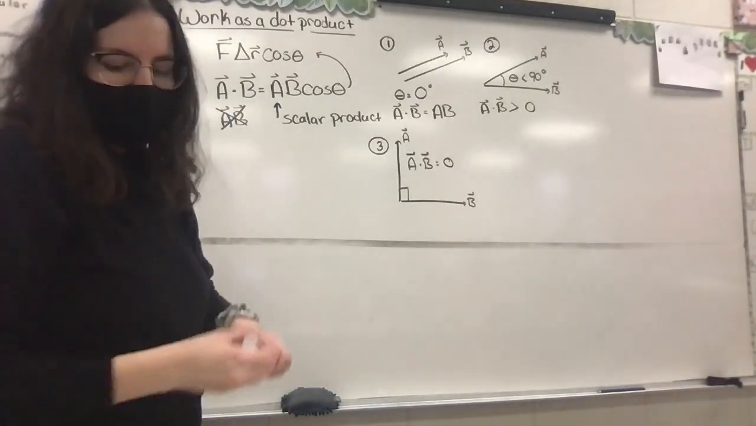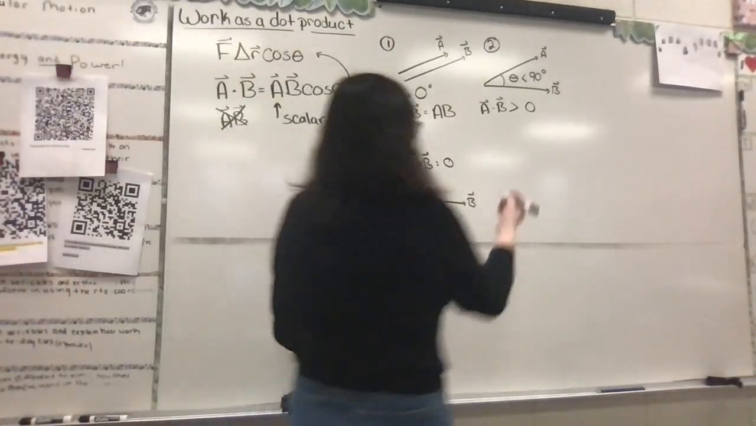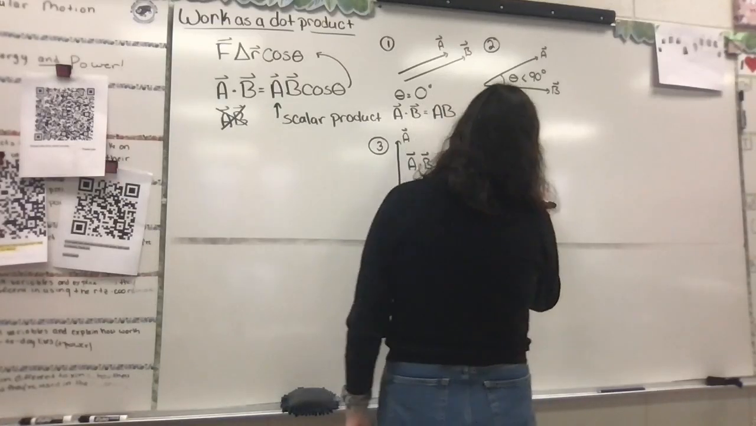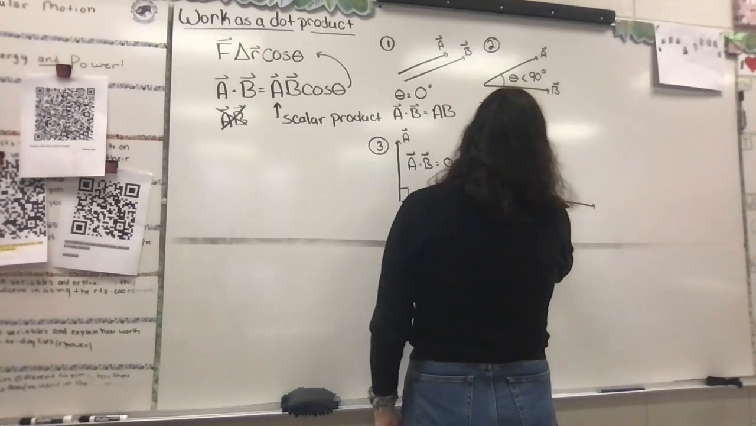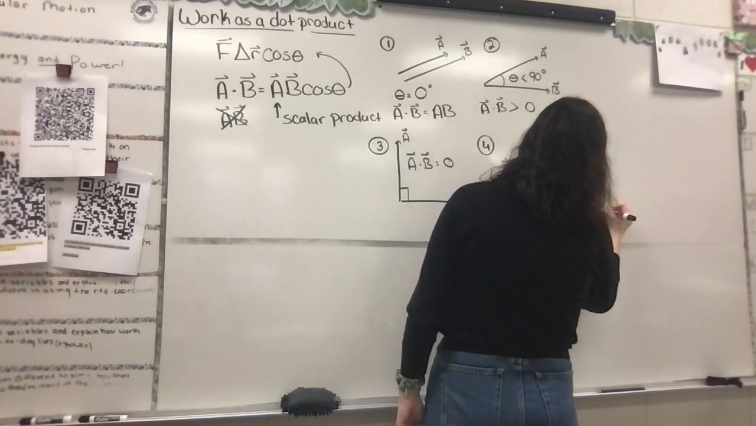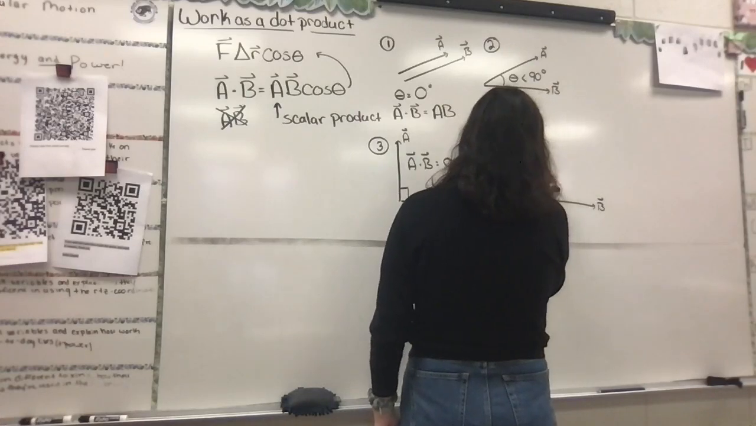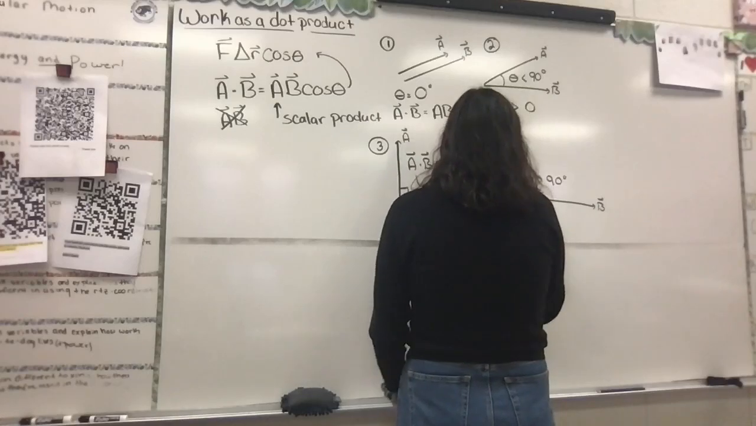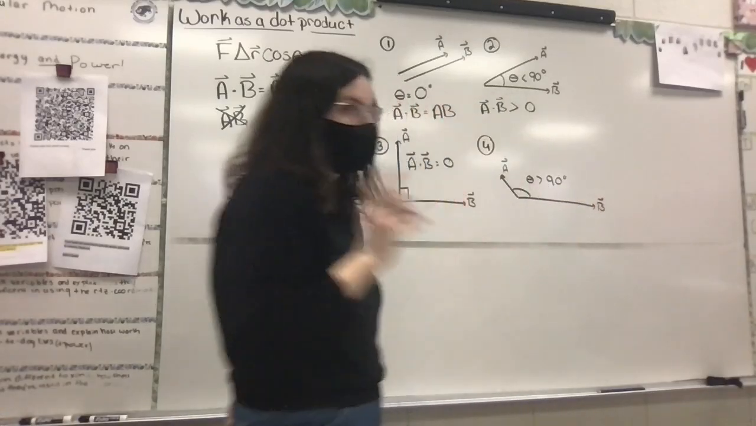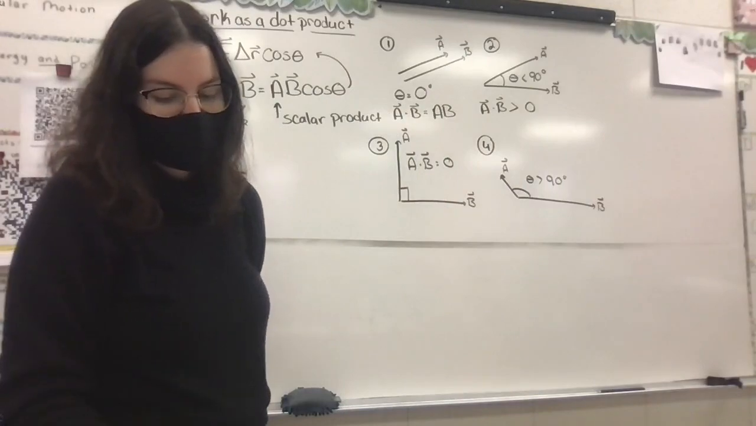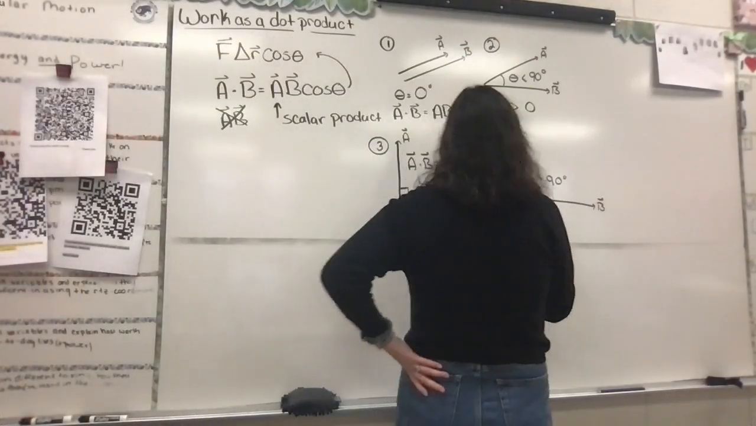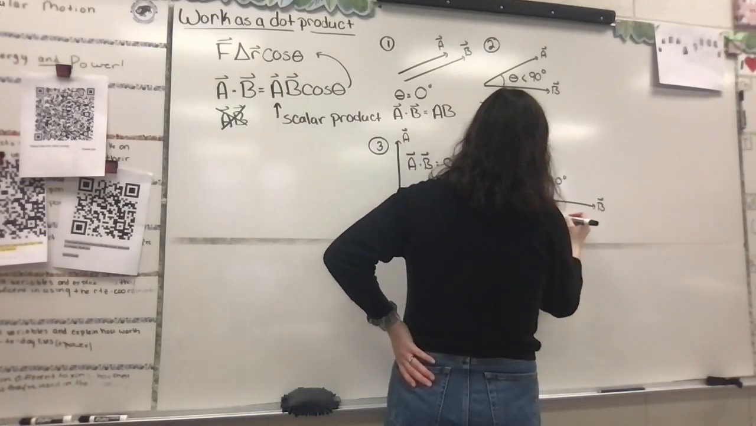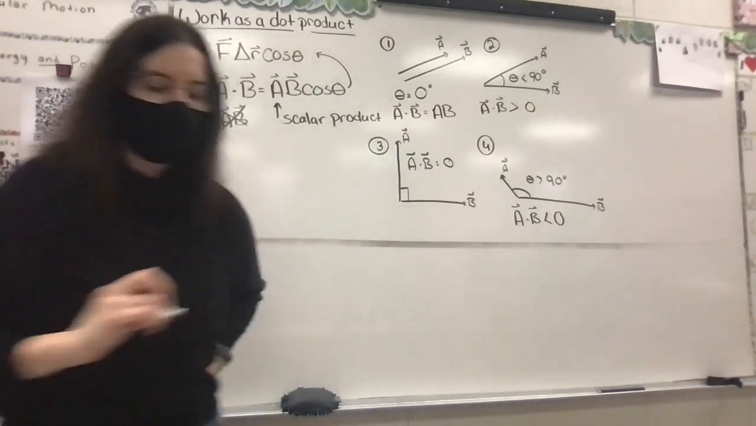Okay? The next case, number 4, is when our angle is what, you guys? Obtuse. Yeah, when it's greater than 90 degrees but less than 180. Greater than 90, less than 180. When that's the case, our dot product is going to be less than 0.